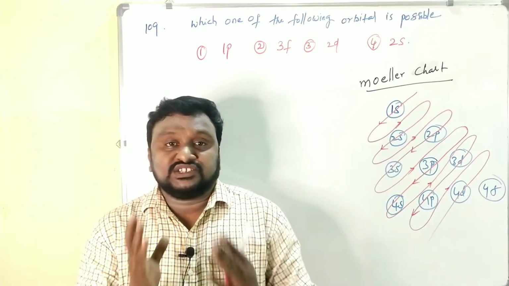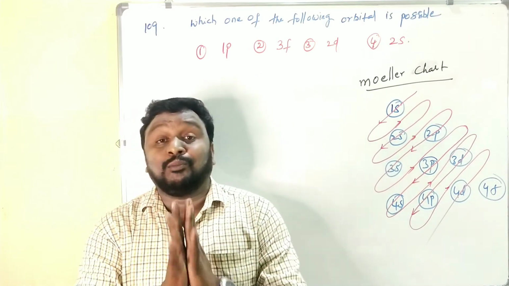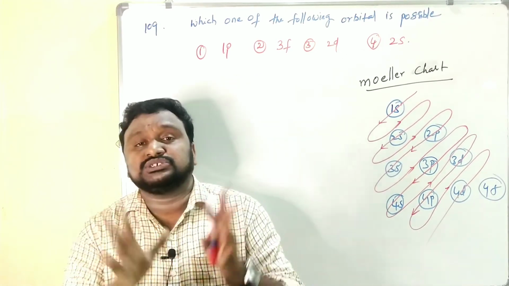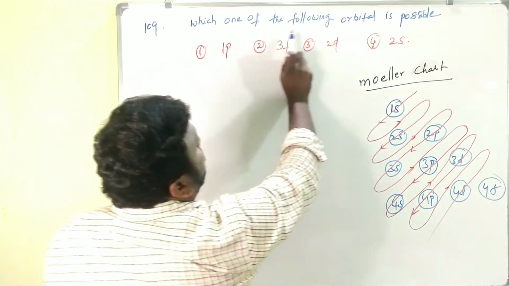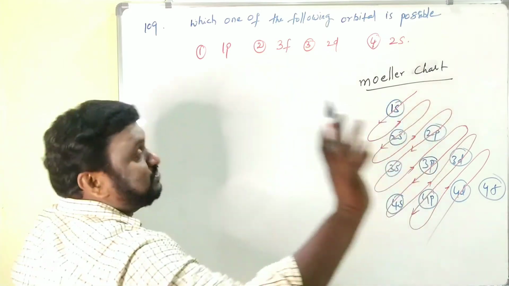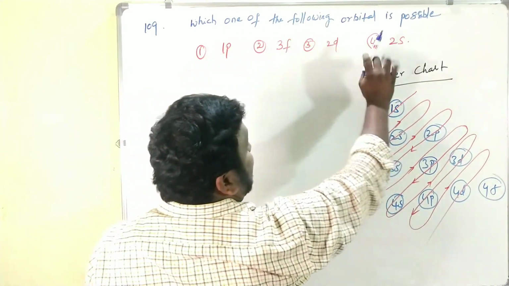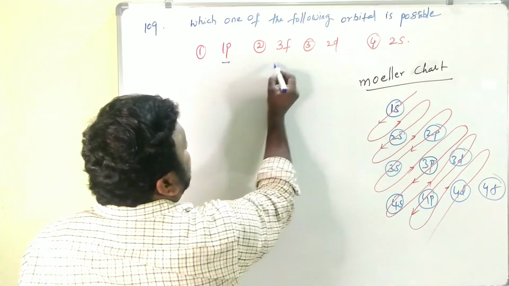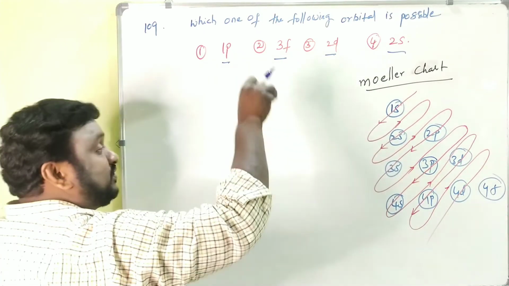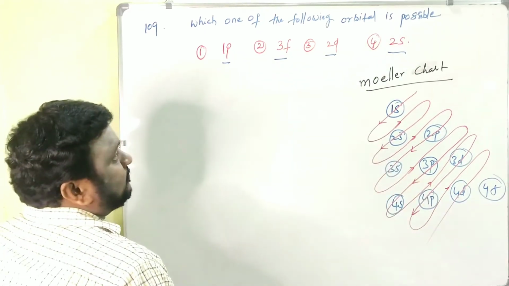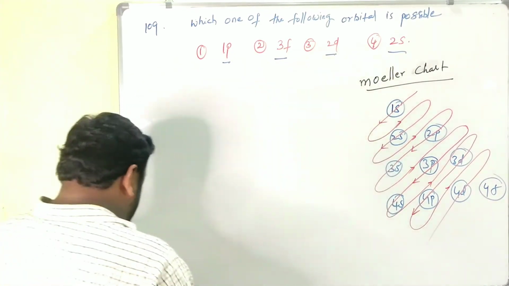Okay, the next question is very important and very interesting, and it should be answered using the Moeller chart. Excellent question. Look here once. Which one of the following orbitals is possible? He was not asking which is not possible. Which one of the following orbitals is possible? 1p, 3f, 2d, 2s. Among these four, which is possible? That is what he was asking. So here we already know that the Moeller chart is there.